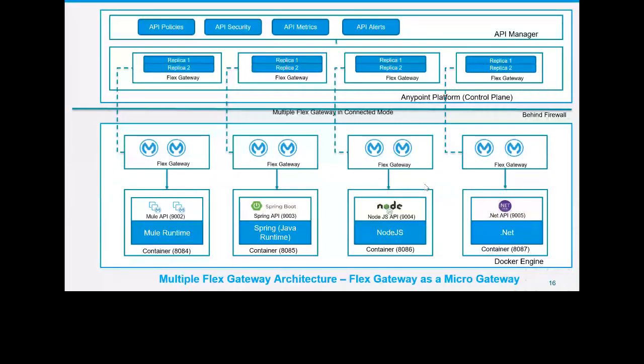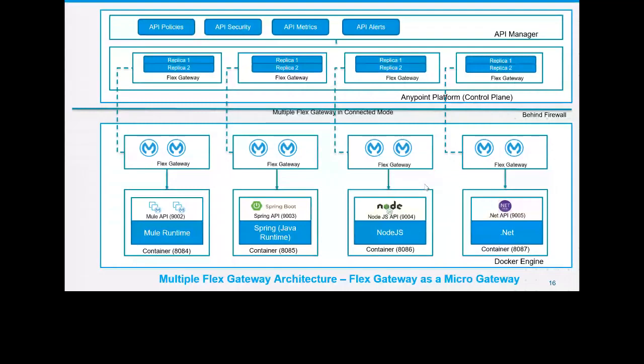Then I have a Spring Boot API, I have a separate Flex Gateway for that. I have a Node.js API, I have a separate Flex Gateway for that. Then I have a .NET API, and I have a separate Flex Gateway for that, basically. So this is related to technology, right? Each and every Flex Gateway gets registered in your Anypoint Platform with multiple replicas. Replicas provide high availability, scaling, and high performance, right?